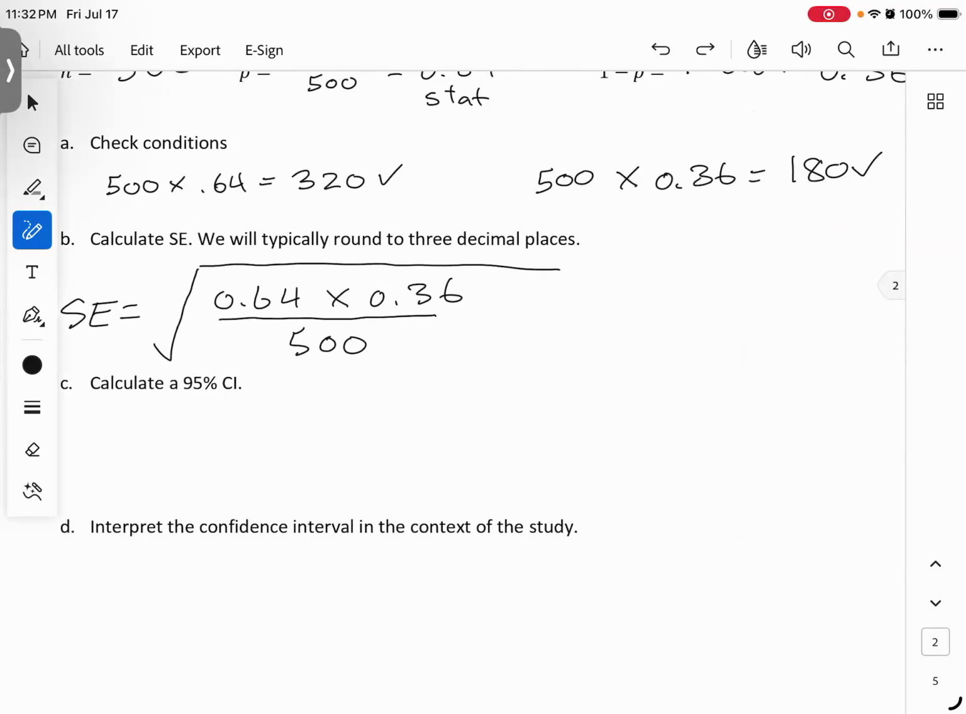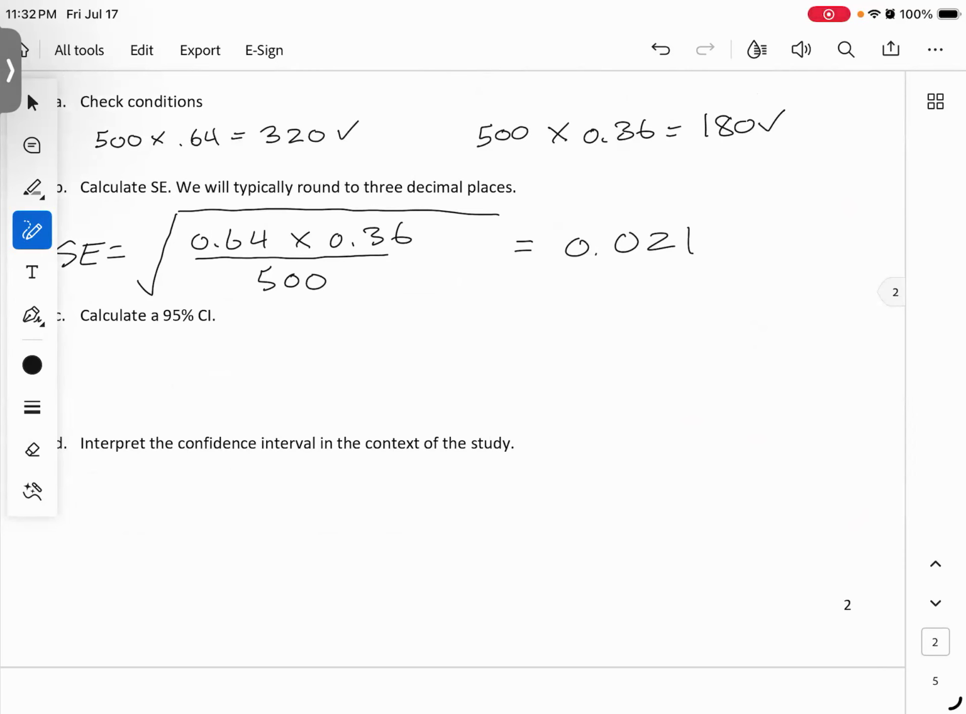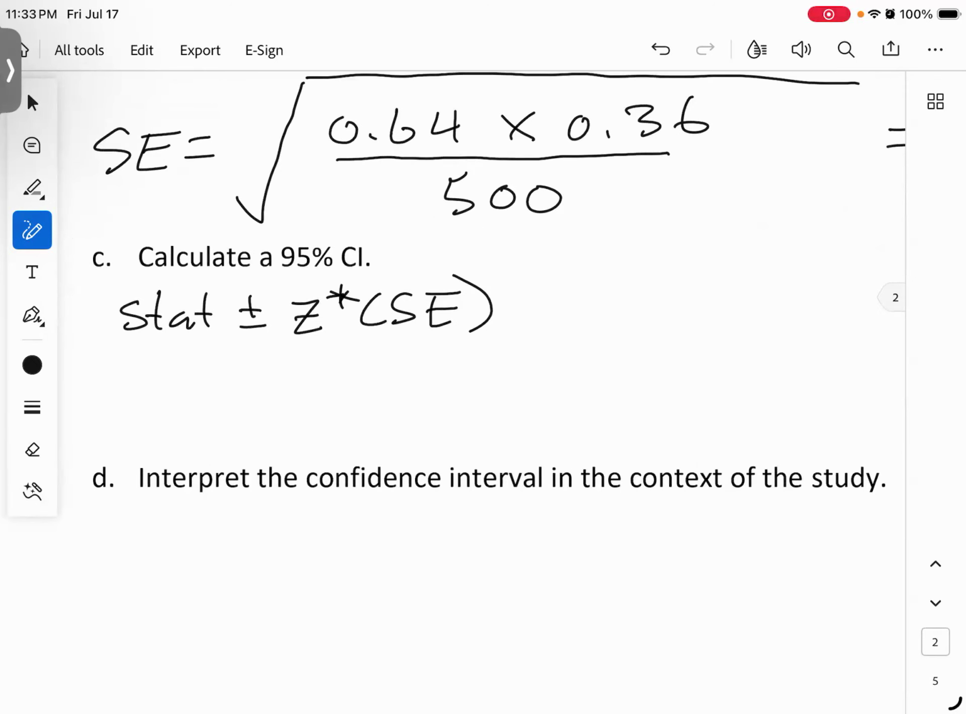And then again, this is your time to be practicing this. It should come out to be 0.021. Again, we'll do a couple more of these, but the ultimate purpose of this problem was to get our confidence interval, and they're telling us to use this.